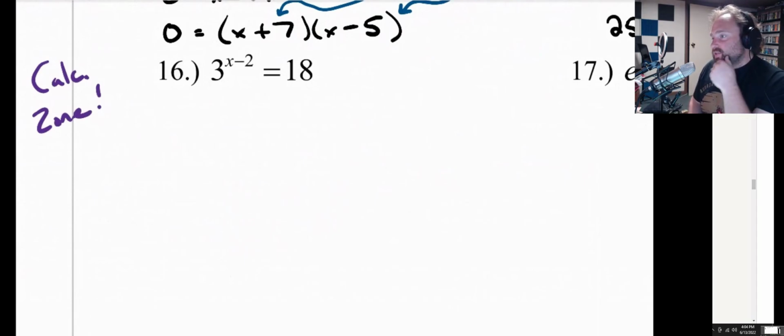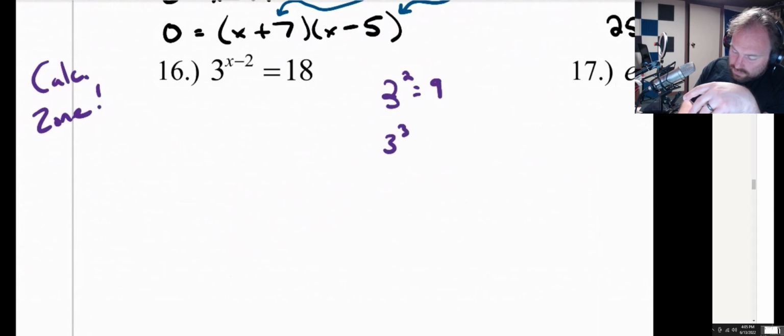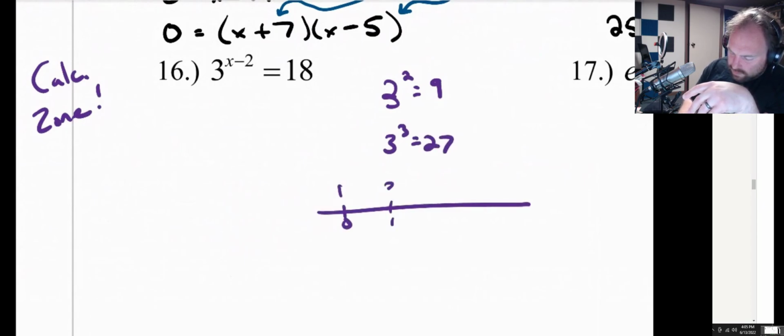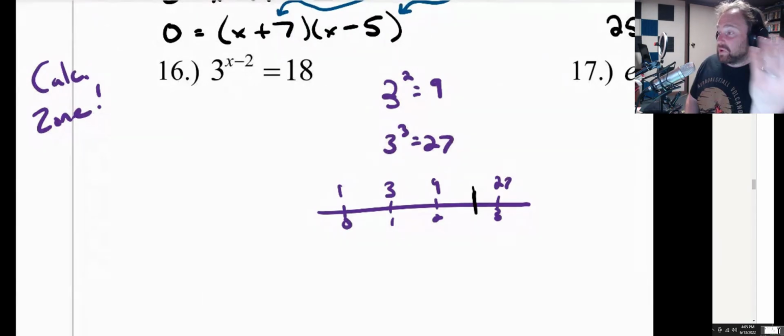So the thinking here is that 3 to some power is 18. I don't know what it is. I know that 3 squared is 9, and I know 3 to the 3rd power is 27. So I know somewhere. Again, think about that number line. Here's 0, there's 1. 1 is 3, 2 is 9, 3 is 27. Somewhere, 18 is somewhere in here. I don't know where it is, and it's going to be a weird decimal at the end of the problem, but that's kind of the thinking.